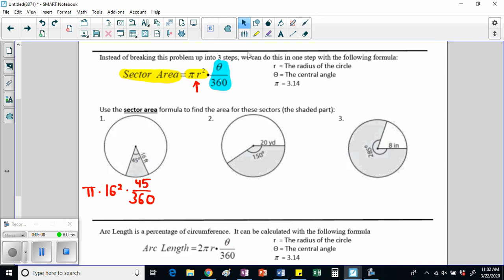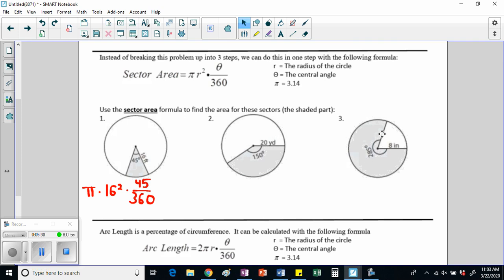So using this formula can be a shortcut for this. It's pi r squared, the area of the circle, times our angle. Remember, this little symbol theta represents an angle, times our angle over 360. So for any of these problems, all we got to do is type in the radius of the circle for r and the angle we care about for theta. And we just plug those in for these two formulas.